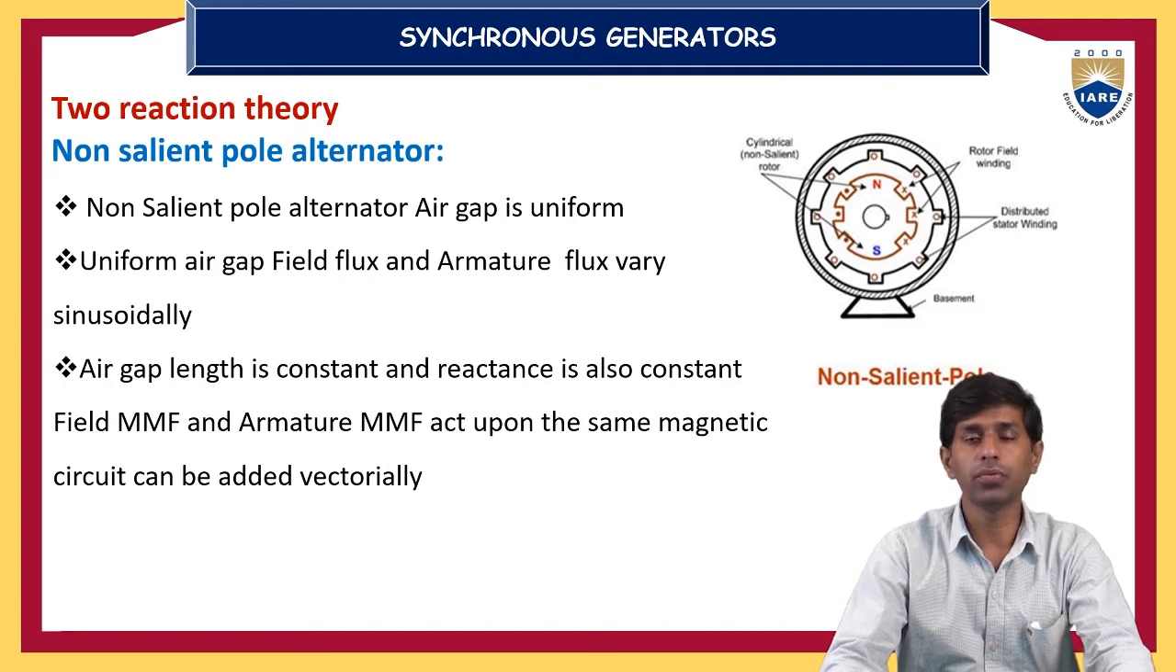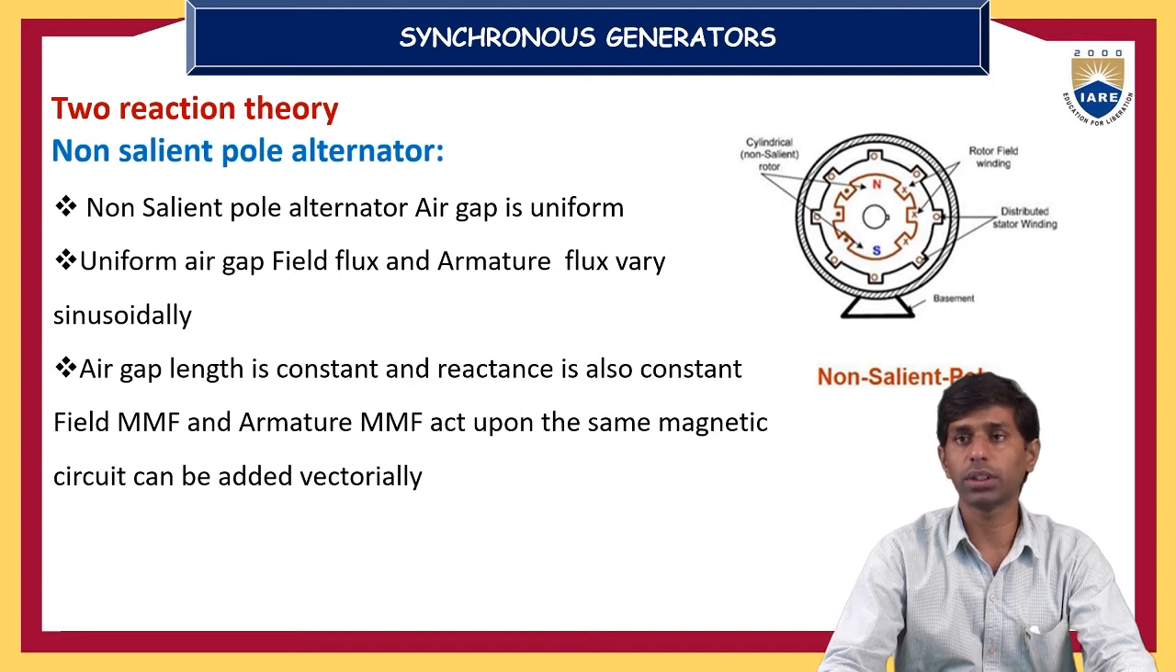Because of the uniform air gap, the flux distributed in the air gap is also uniform and very sinusoidal. The air gap length is constant, that is, the length between the stator and the rotor is constant. It is uniform and constant because of the non-saliency, meaning the poles are not projected. It is a wound rotor type structure.